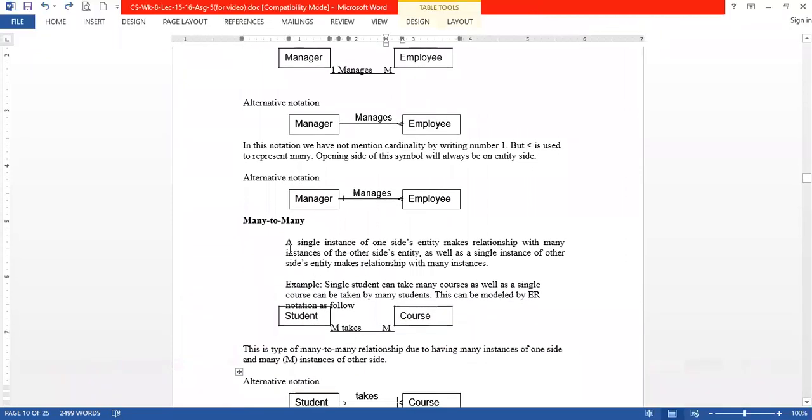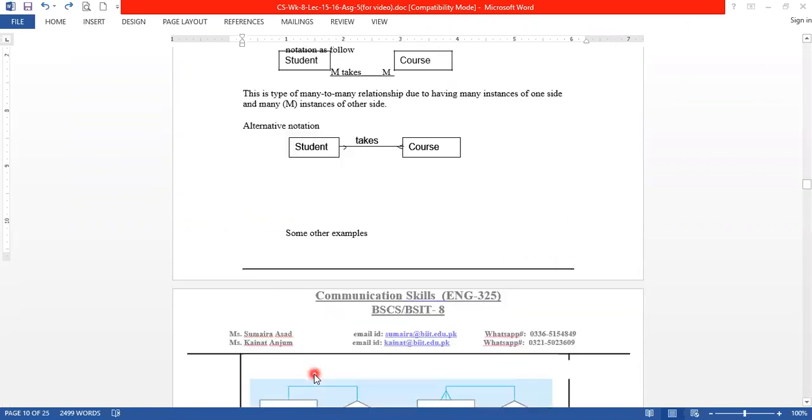This one is about many to many. Many to many means a single instance of one side entity makes the relation with many instances of another side, and the other side entity also links with many instances of the first entity. So that is many to many. Just like one student can take a number of courses, and one course is registered by a number of students. So this is many to many relationship.